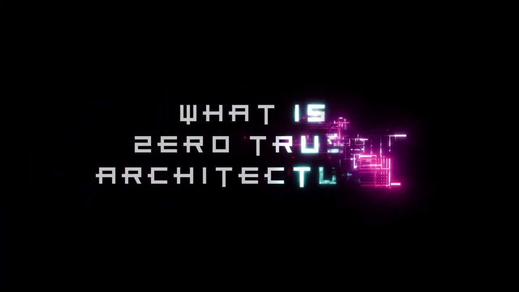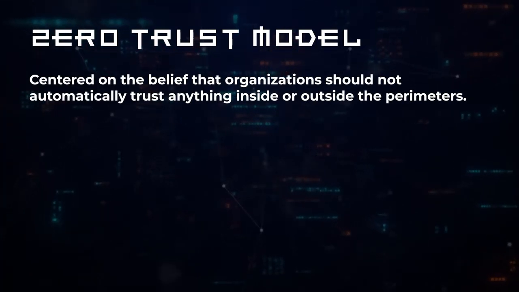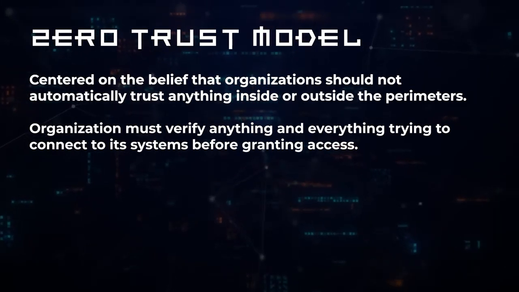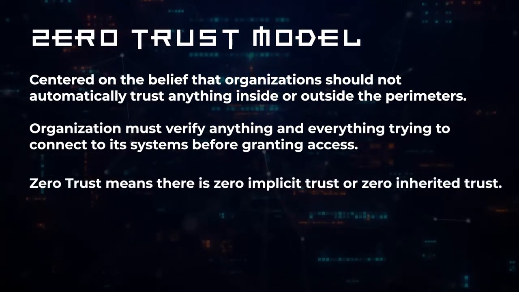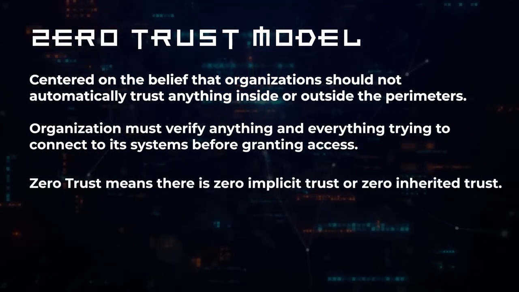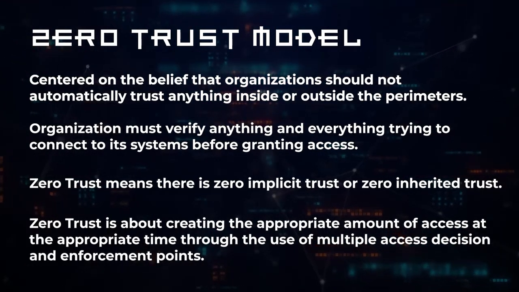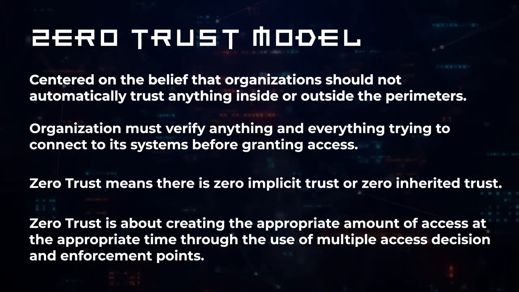But what is zero trust or zero trust architecture, and how is it different from what we're doing today? The zero trust model is centered on the belief that the organization should not automatically trust anything inside or outside the perimeter. Instead, the organization must verify anything and everything coming in to connect to its systems before granting access. Zero trust means there is zero implicit trust or zero inherited trust. Zero trust is about creating the appropriate amount of access at the appropriate time through the use of multiple access decision points and enforcement points.